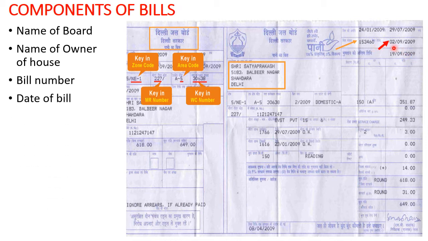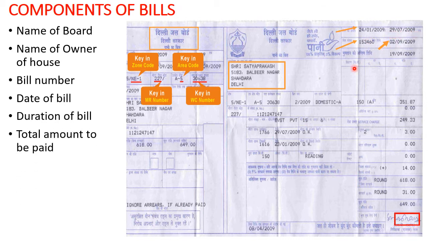Next, date of the bill, very important. On which date has this bill been issued? You can see here 2nd September 2009. So this is the date of the bill. Next, duration of the bill. Duration of the bill means, students, for which duration this bill has been calculated, or for which duration the amount has been charged for this particular person. So you can see here from 24th January 2009 to 29th July 2008. For this duration the water bill has been calculated.